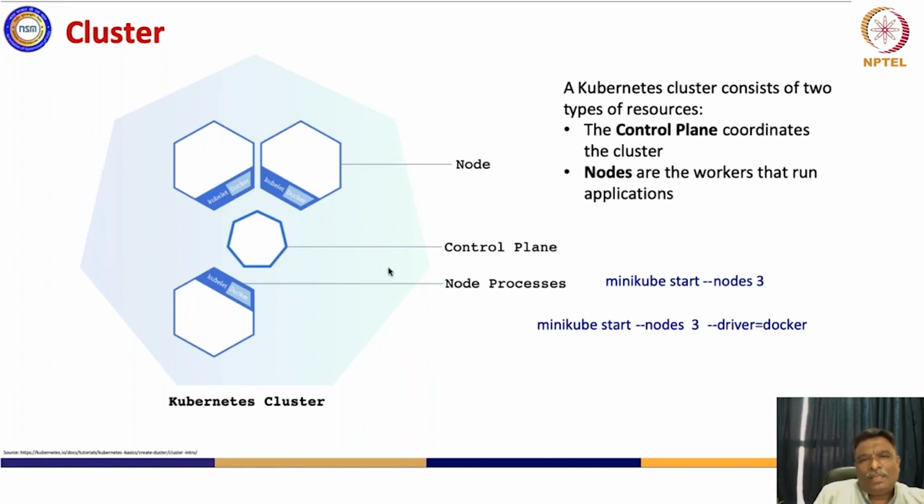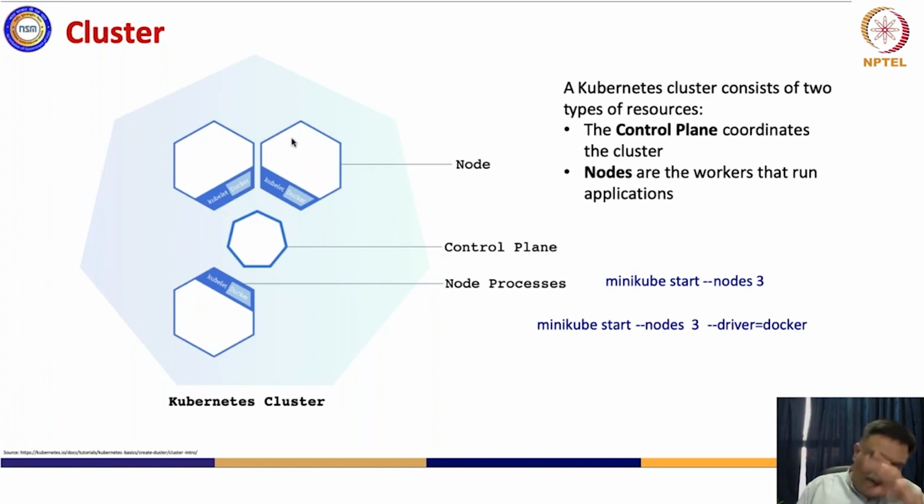So I thought we'll discuss this. So this is a control plane. These are various nodes. Each of these nodes will have certain containers. So if you technically connect to the previous slide, we can assume a Kubernetes cluster will consist of two types of resources. Control plane coordinates the cluster, and nodes are the workers that run the application. So this is a very, very simplistic definition of what a Kubernetes cluster is.